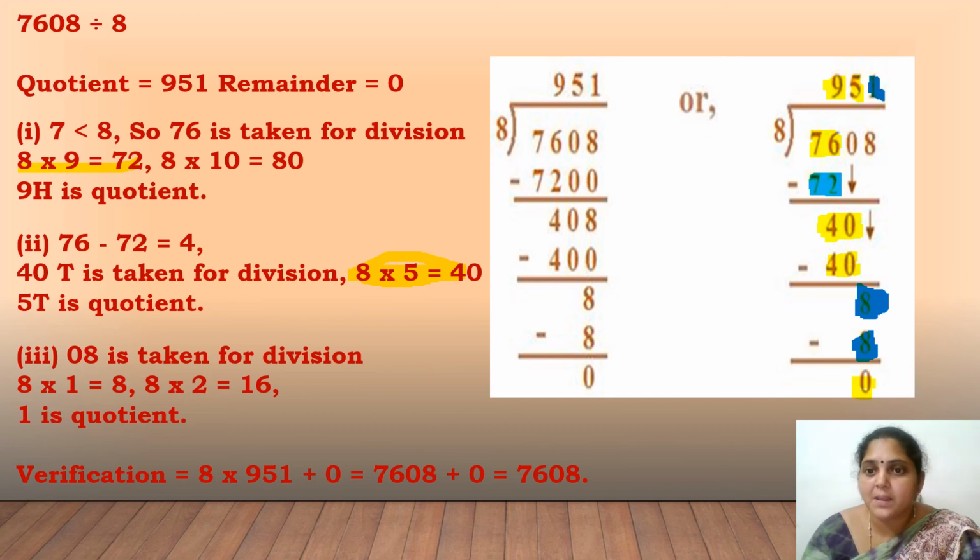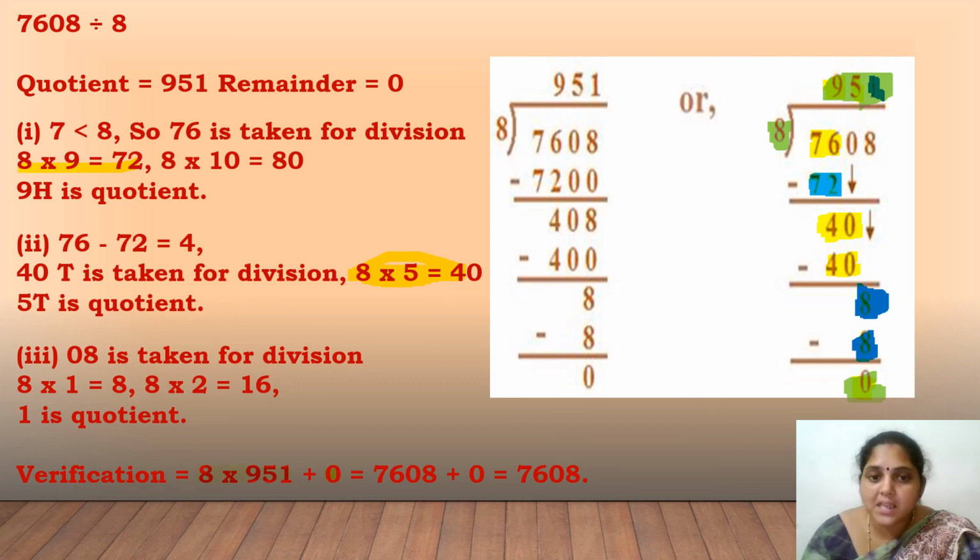This number should be multiplied by the divisor. What is your divisor here? 8. 951 should be multiplied by 8. After multiplying these two numbers, you have to add the remainder. So, what is your divisor? 8. What is your quotient? 951. These two numbers should be multiplied together, and then we add our remainder.